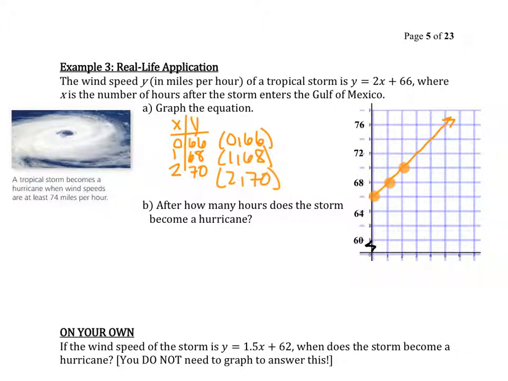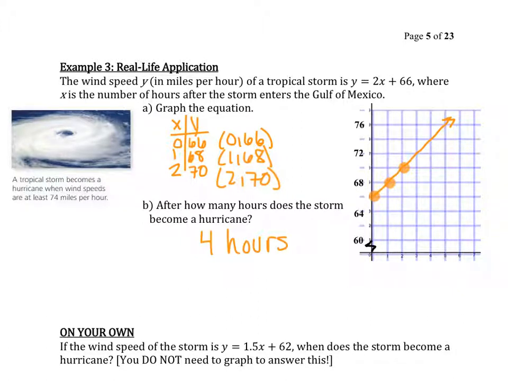I know that my time is my x given by the information in the paragraph, so I can go to where my graph sits at 74 and then trace over to my graph and see what my value of x is. If I follow it back down, I can see that x equals 4, meaning that after 4 hours, the hurricane has started.